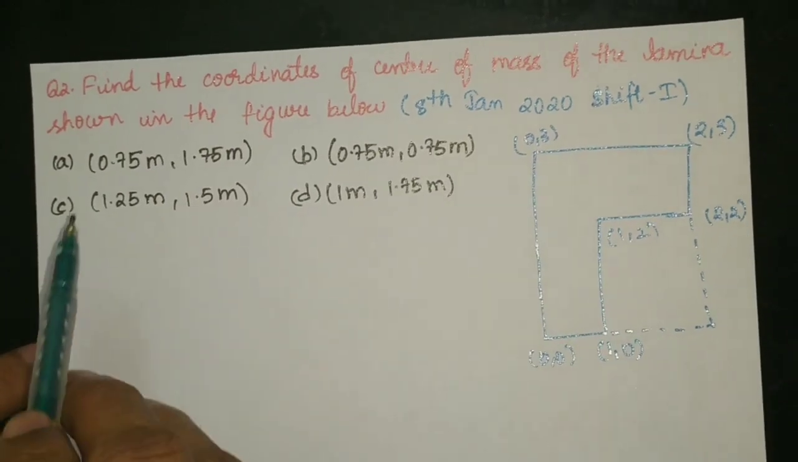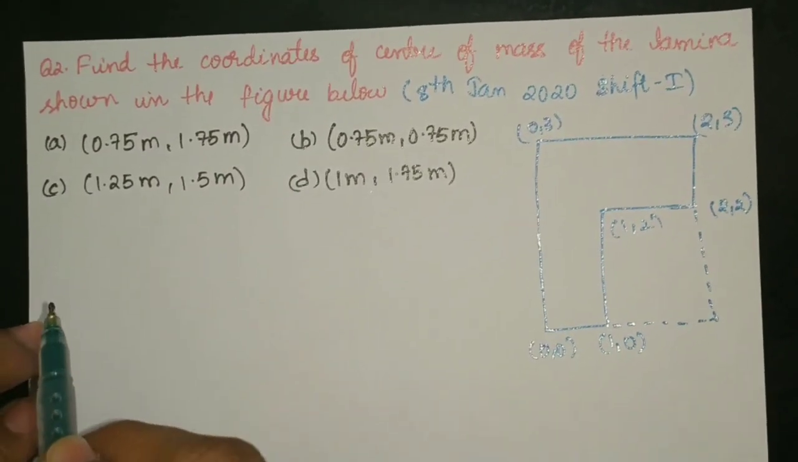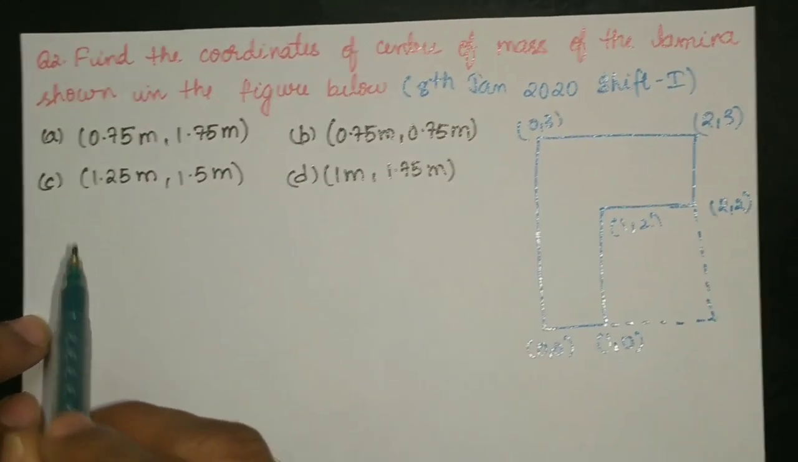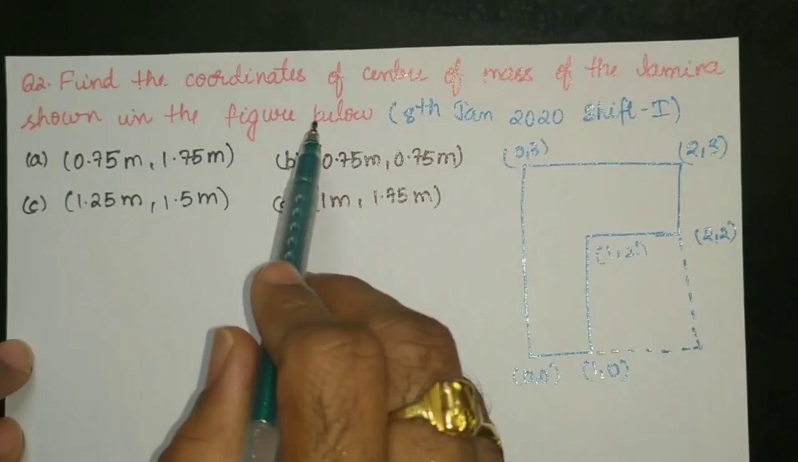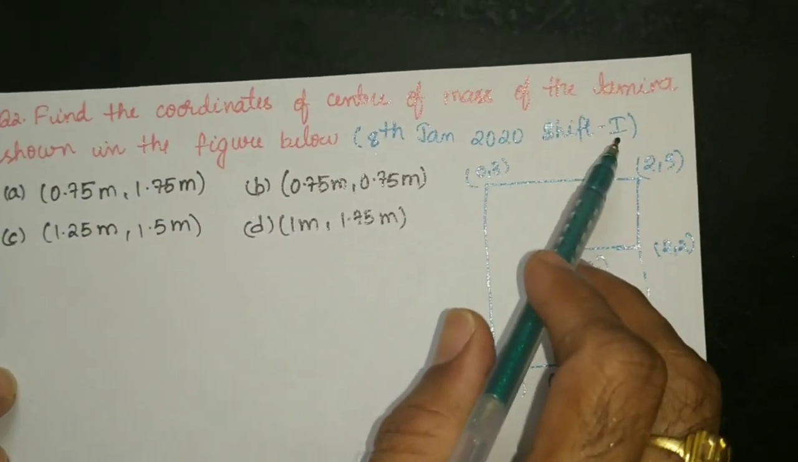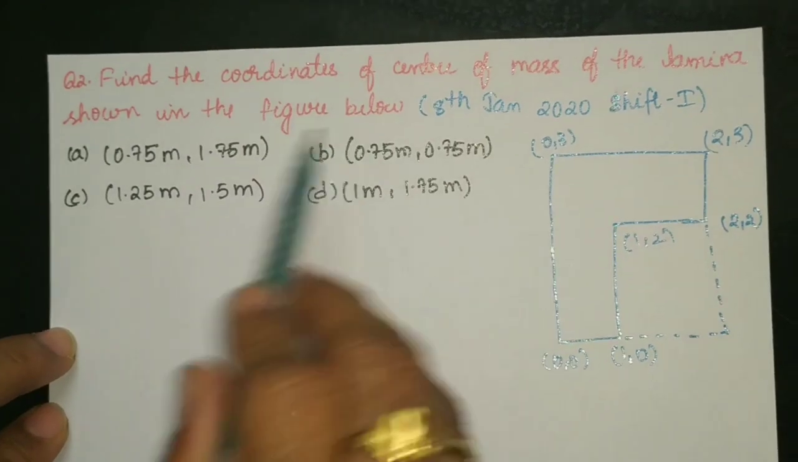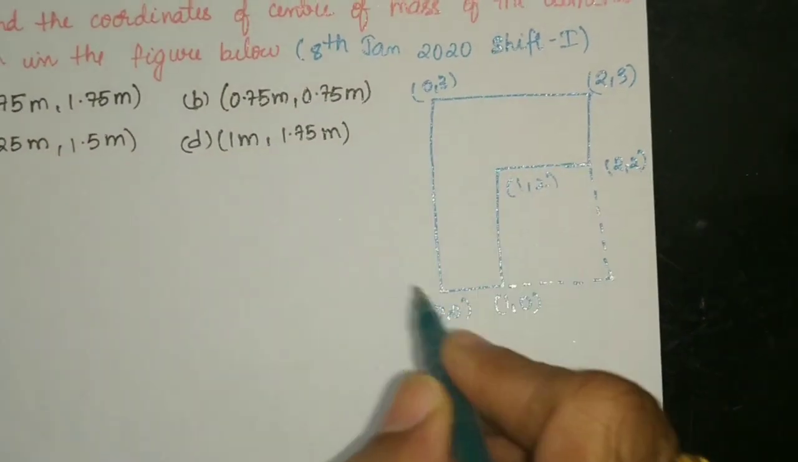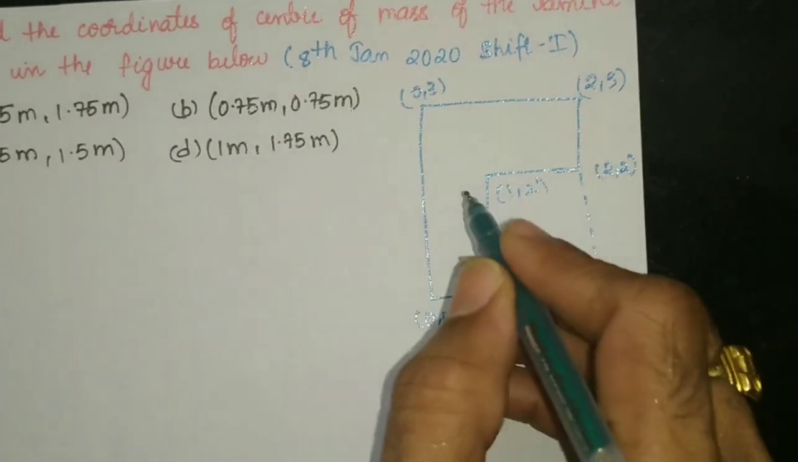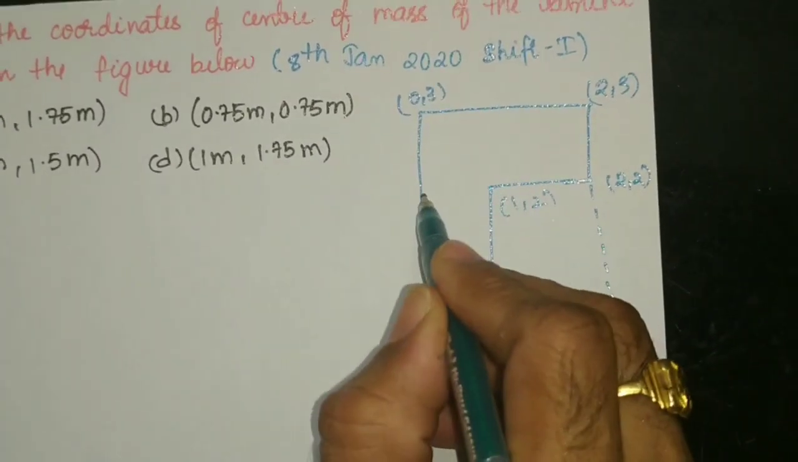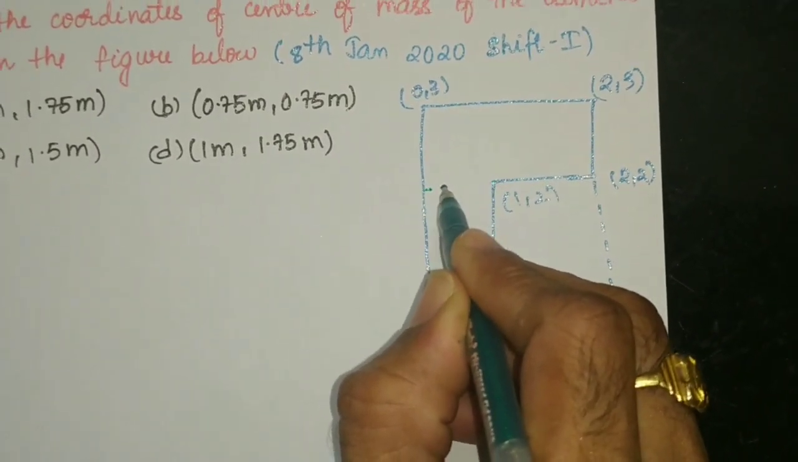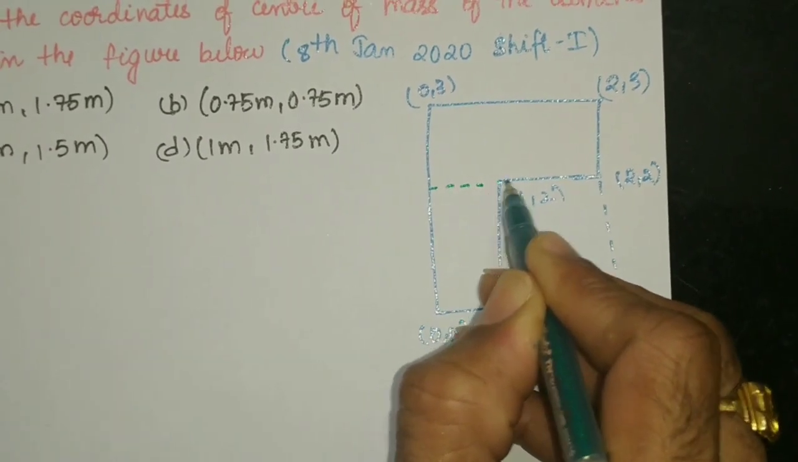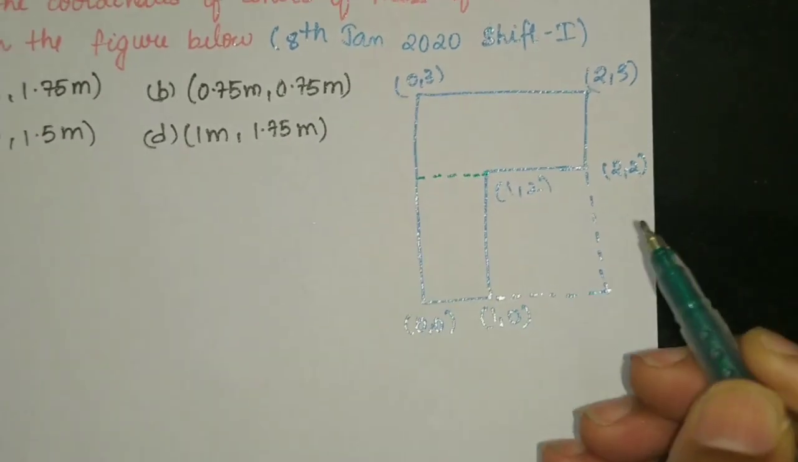So, hi students, let us consider the second problem in center of mass. Find the coordinates of the center of mass of the lamina shown in the figure below. So, this is the lamina. To find the center of mass of this lamina, let us divide the given lamina into two regular shaped laminas. So, take a dotted line here.